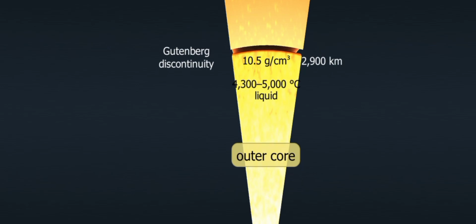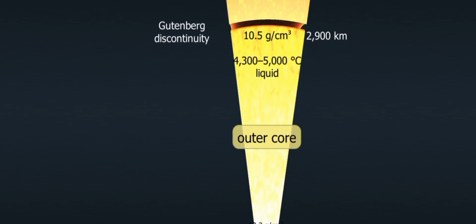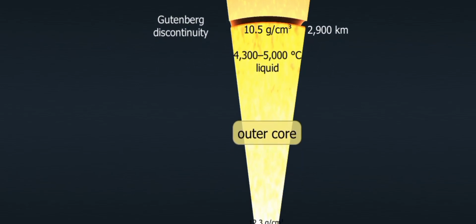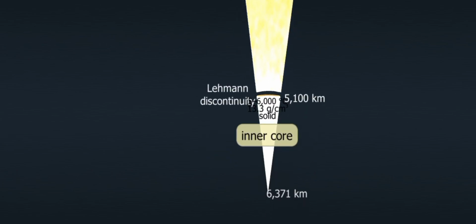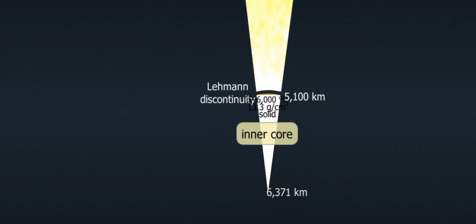Situated below the mantle, the core is also divided into 2 parts, the liquid outer core, consisting of molten metals, and the solid inner core, made up of iron and nickel. The 2 layers are separated by the Lehmann discontinuity at a depth of 5,150 kilometers.